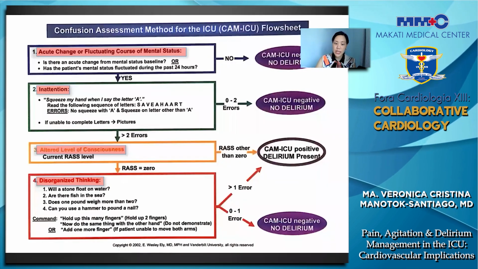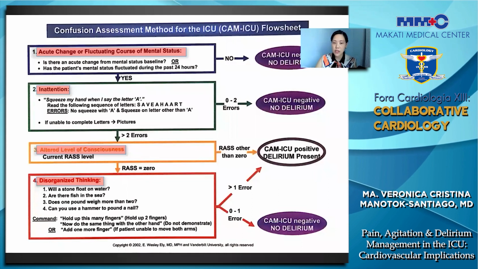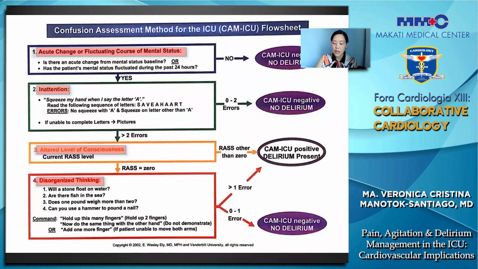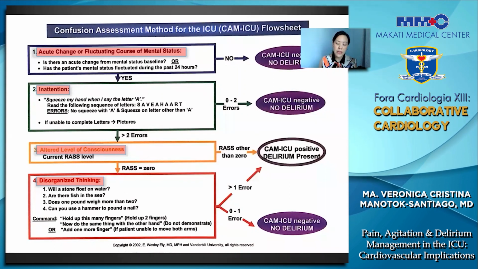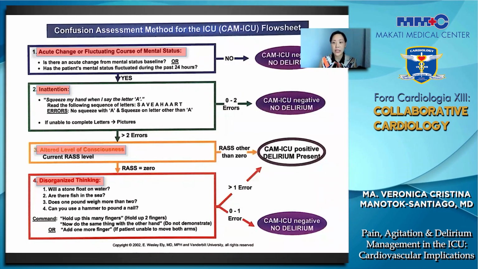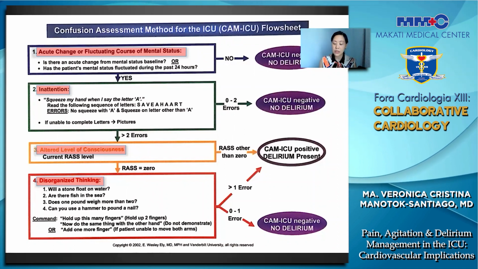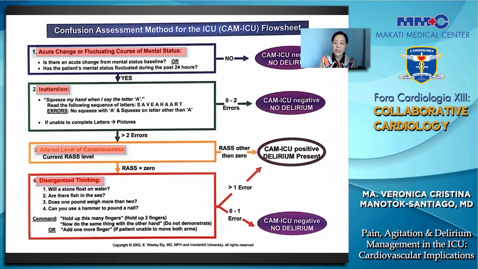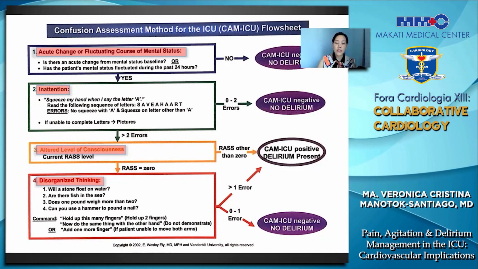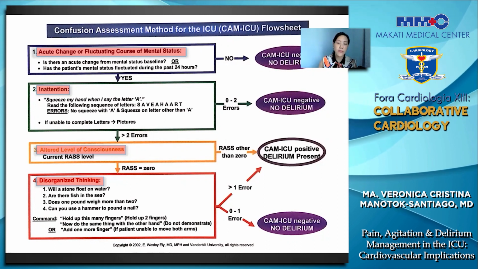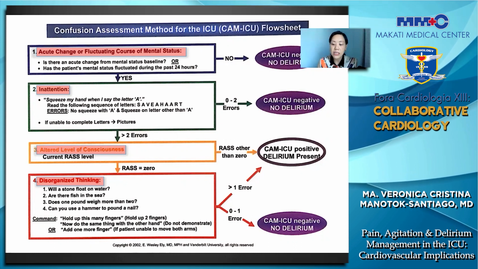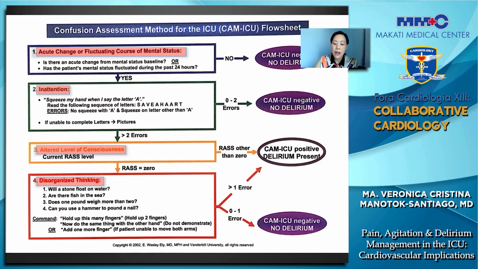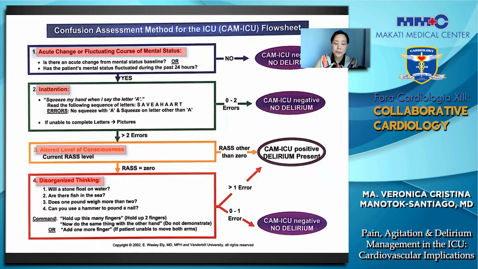So how do we assess for delirium? We have the Confusion Assessment Method for the ICU or the CAM-ICU flow sheet, which is the most frequently employed tool for the purpose of assessing and monitoring for the presence of delirium. The patient is considered CAM positive or delirious if he manifests both acute onset or fluctuating course of mental status changes and inattention, plus either altered level of consciousness or disorganized thinking.